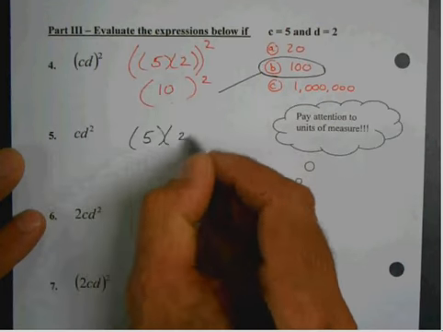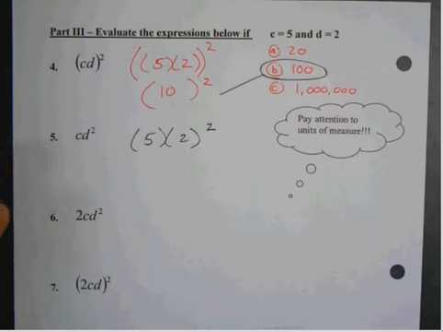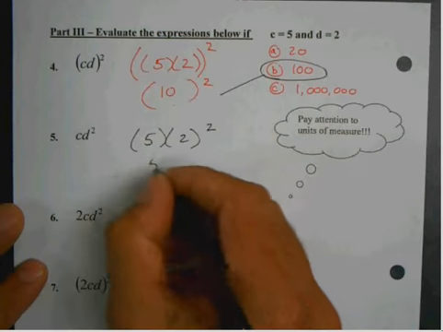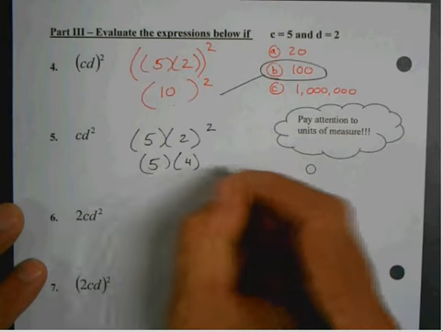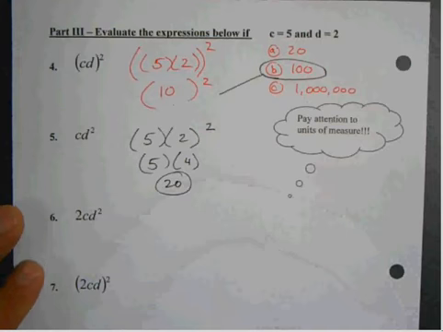5, 2 squared. Now as we're looking at it, Hannah, do you see the difference? Are you multiplying first or squaring first? Yeah, we're squaring first. So now we say 2 squared is 4. 5 times 4 is obviously 20. Be careful on those, guys.